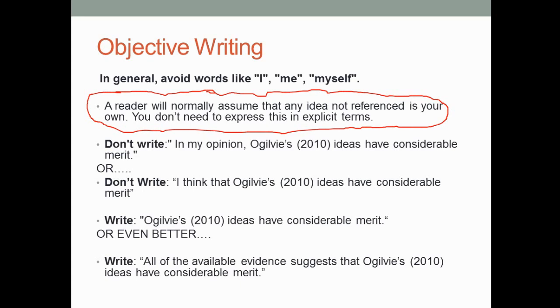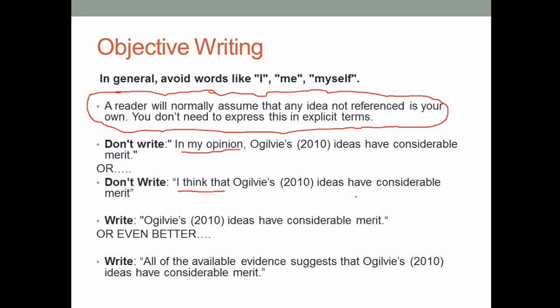Readers, academic readers, will normally assume that if you don't reference an idea, it is your idea. So if you're not explicitly referencing it, it's going to be your idea, your concept, your voice, as it were. So you don't need to clearly and explicitly state this. So please don't write this, in my opinion, Ogilvy's ideas have considerable merit, or this, I think that.